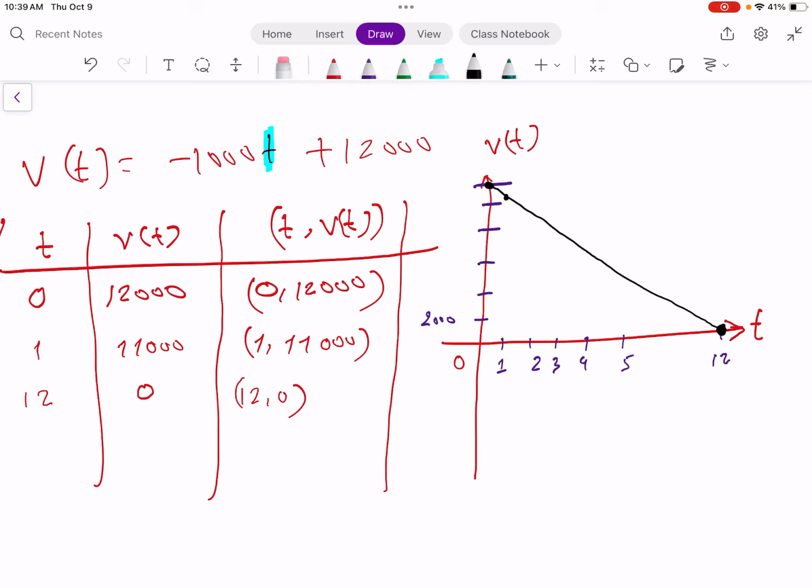Now, what happens to the value of printer when T is 14? It doesn't have its value, right? Okay, so there is no output. So our graph cannot be extended on both sides.